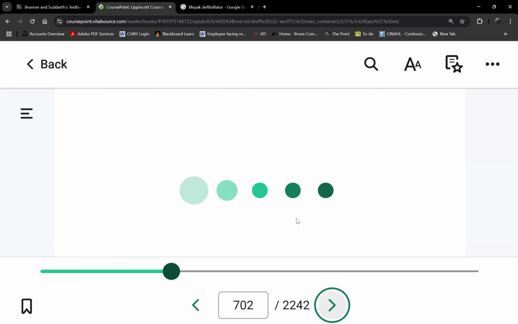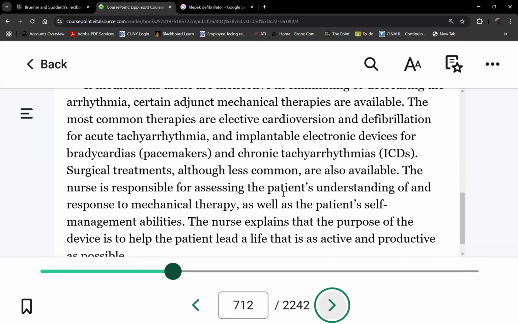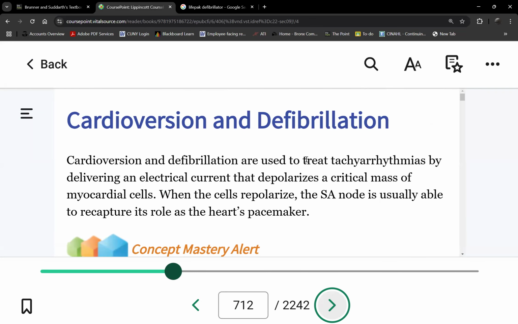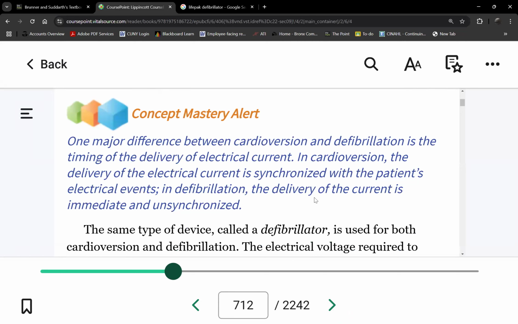I'll come back to this page. Okay, so the difference between the two, we're on page 712, is the timing of the electrical shock. Right here, one major difference. Thank you for reading, Miss Sering. In cardioversion, the delivery of electrical current is synchronized. In defibrillation, delivery of current is immediate. Okay, as simple as this.